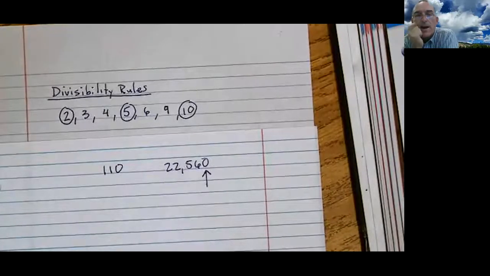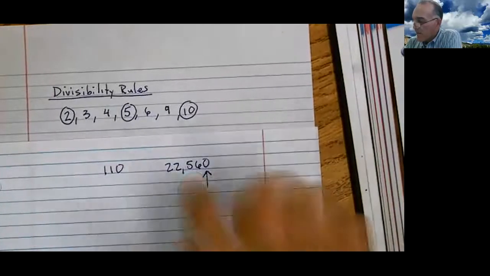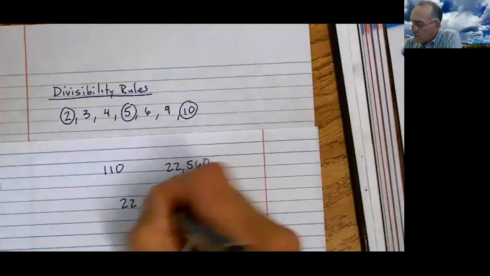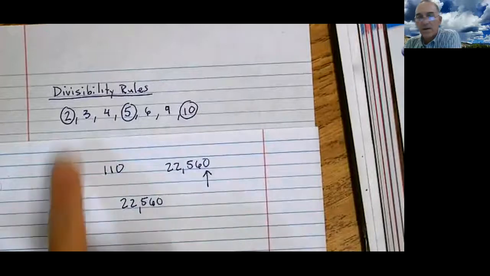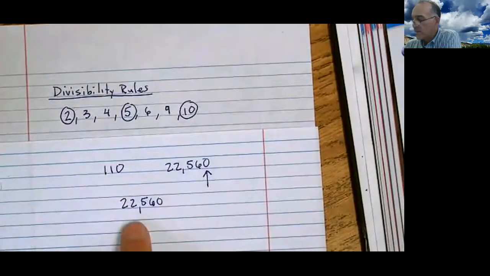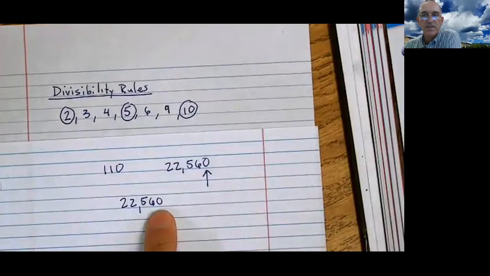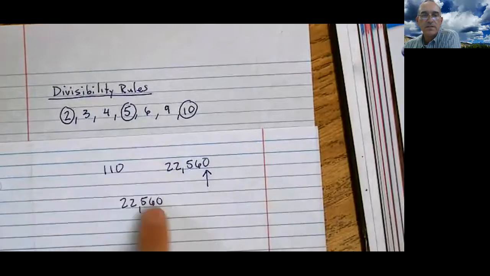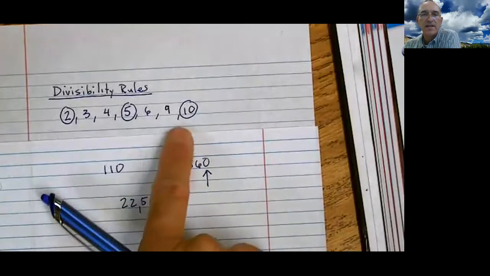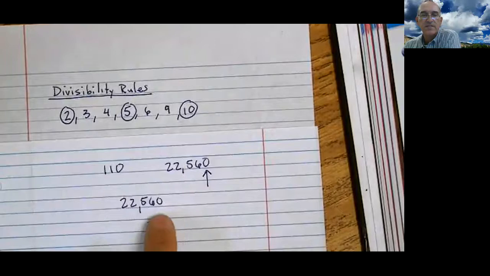Okay? How about this same ugly number right here, 22,560? Is it divisible by 2? Yes, because the ones digit is an even number and 0 is even. Is it divisible by 5? Yes, 5 if it ends in 0 or 5. Is it divisible by 10? Yes, it is, if the ones digit is a 0.